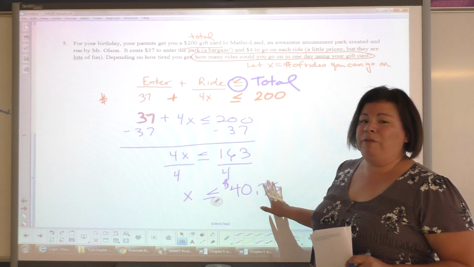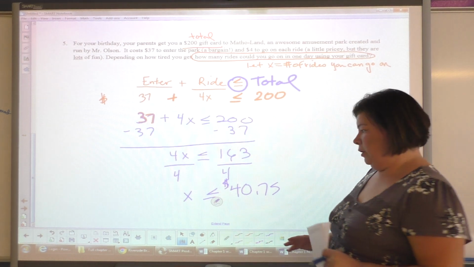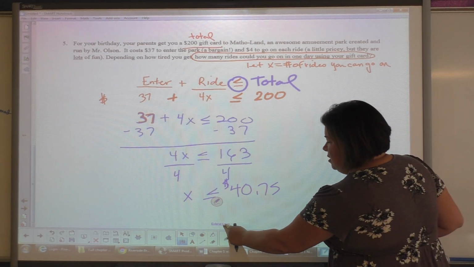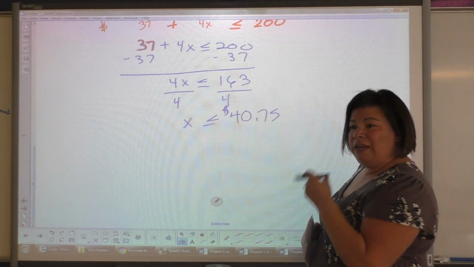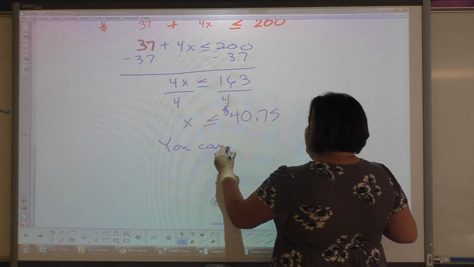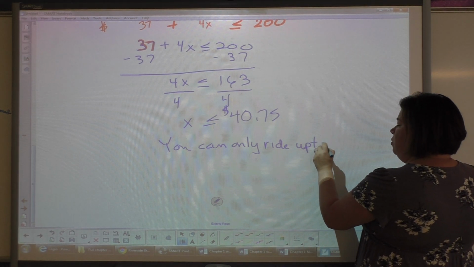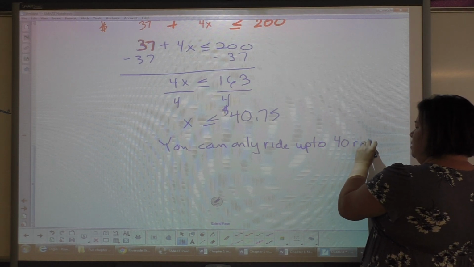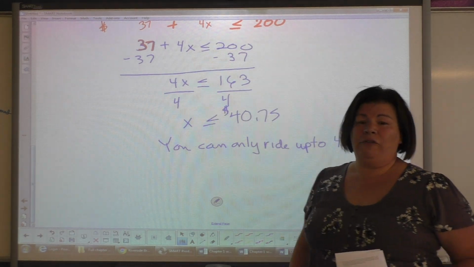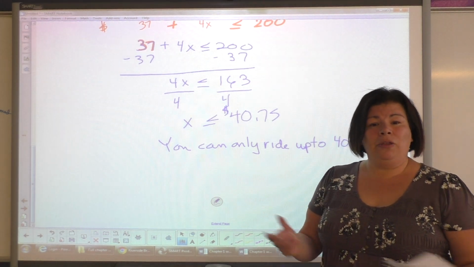That means we cannot ride 41 rides. We can only ride up to 40 rides, including 40 rides. So even though our inequality says this is the answer, logically speaking, when we make sense of it and actually write out our answer, we're going to say you can only ride up to 40 rides. The reason is anything over 40 rides is going to put us over our gift card limit of $200. And that's it. Go ahead and try the other word problems on your own.